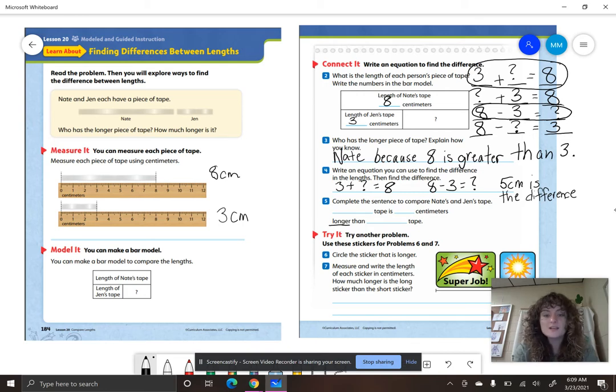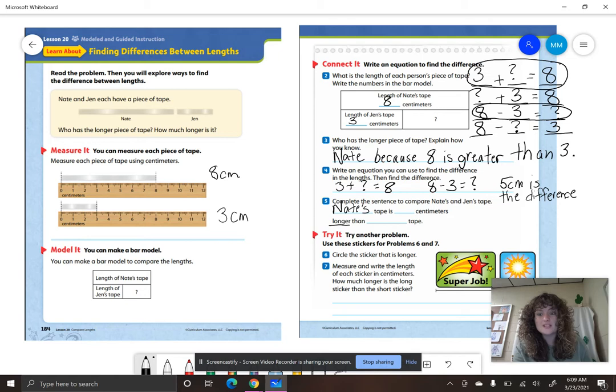Nate. So Nate's tape is blank centimeters longer. Now, is it going to be 8 centimeters longer? No, that is not the difference. What is the difference that we found? What was the difference that we found in number 4? How many centimeters longer is Nate's than Jen's tape?